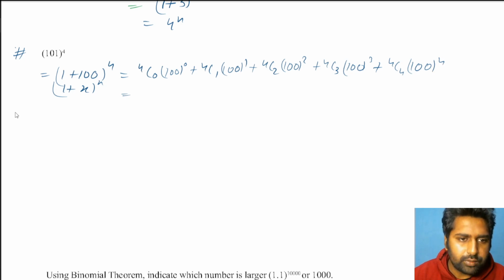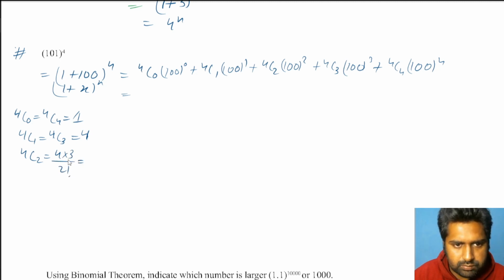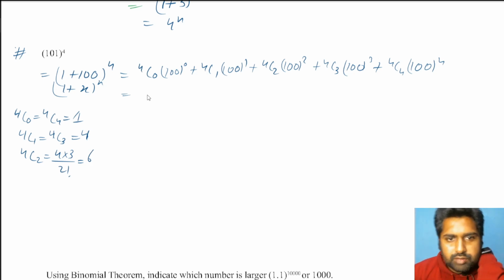So let's calculate. 4c0, which is the same as 4c4, is always 1. nc0 is always 1. Then 4c1 is the same as 4c3. So 4c1 is always 4. 5c1 is always 5, 6c1 is always 6, like that. And we have to calculate only 4c2. So write down 2 terms backward, 4 and 3, divided by 2 factorial. That's 2. So 4 times 3 is 12, divided by 2, 6. That's it. So now put down the values.